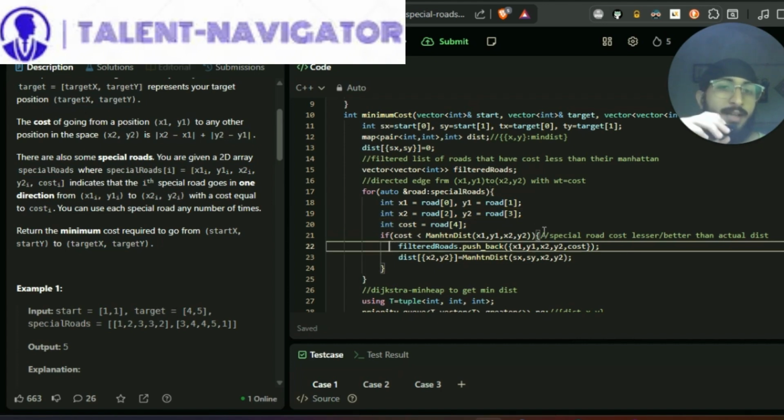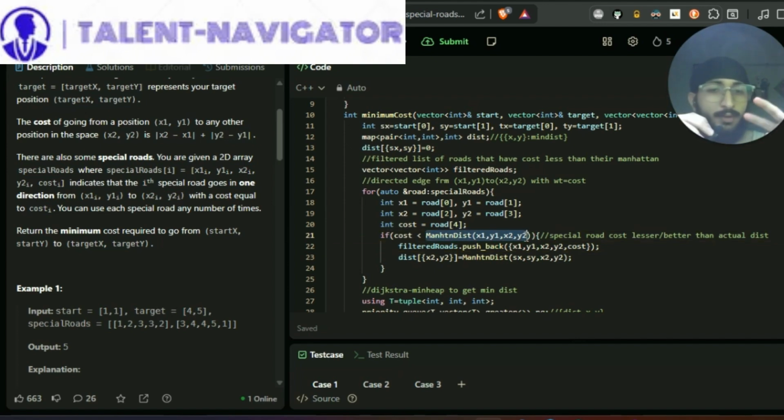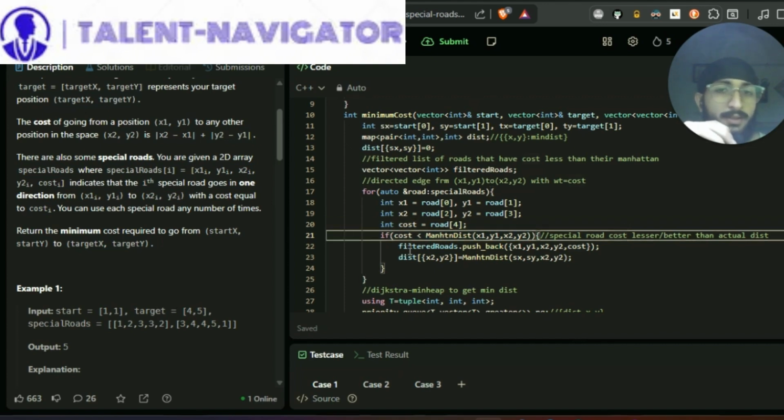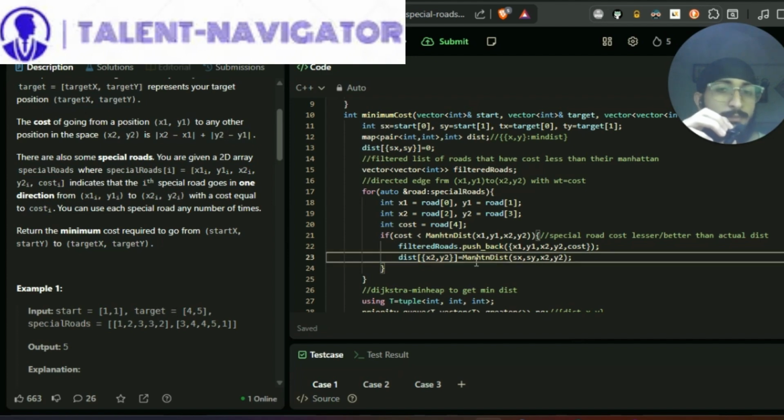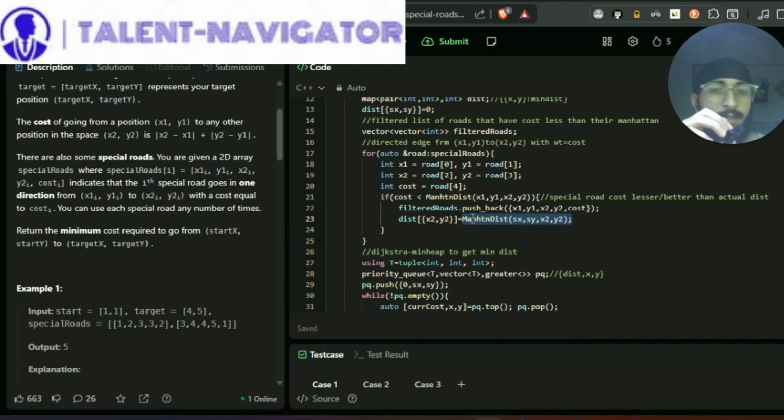So now here we check that if the special road's cost is better than the actual distance, that is the Manhattan distance between the two coordinates x1, y1 and x2, y2. So if the cost of the special road is better, then we push it into the filtered roads, because that is our aim, that we need to push those nodes which have cost less than the Manhattan distance. And then we update the distance map with the coordinates of x2, y2, and we push the value of the Manhattan distance that we are considering, right?